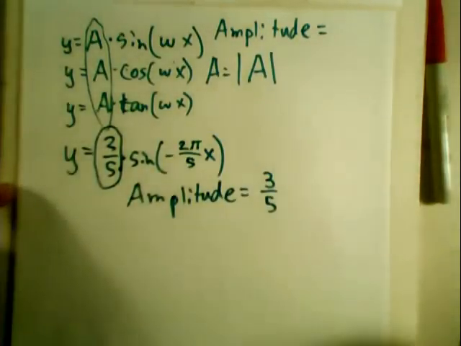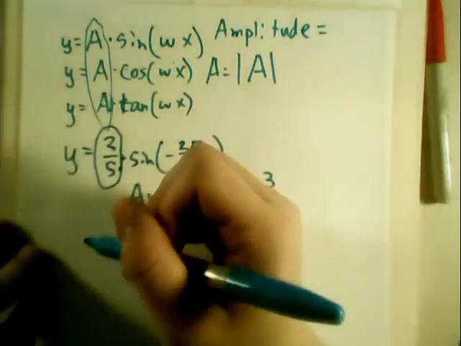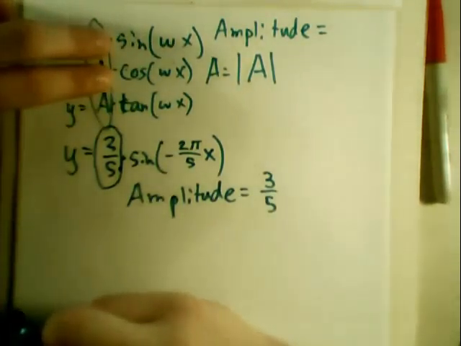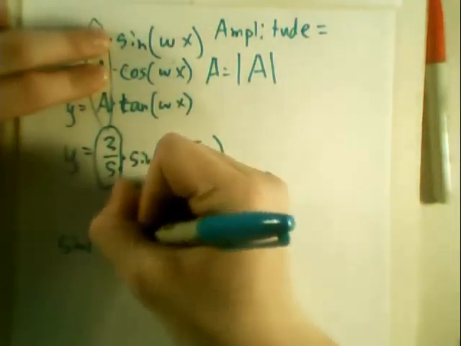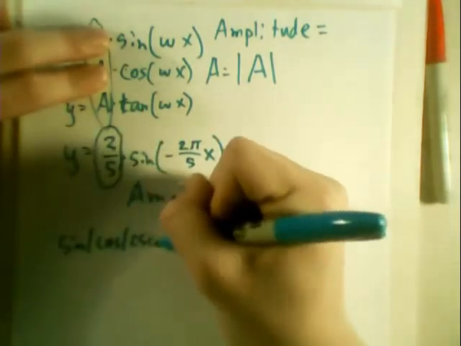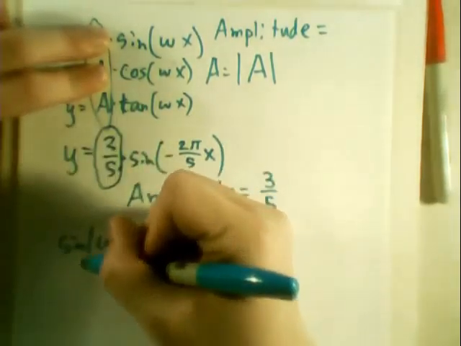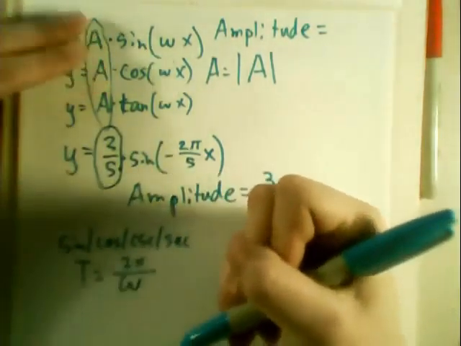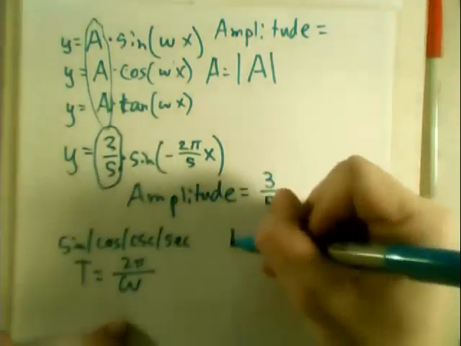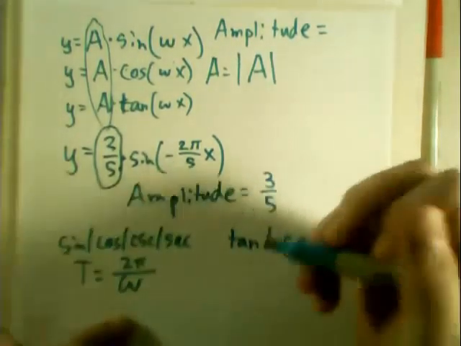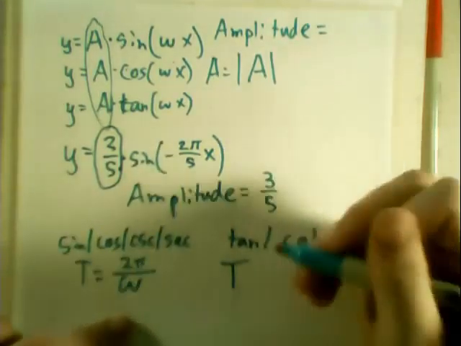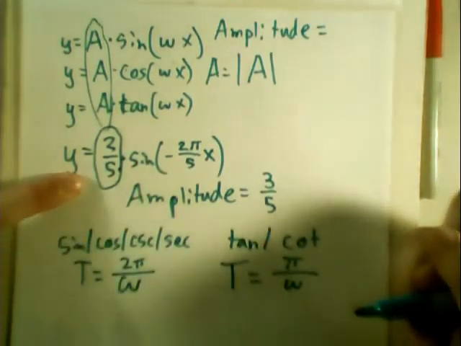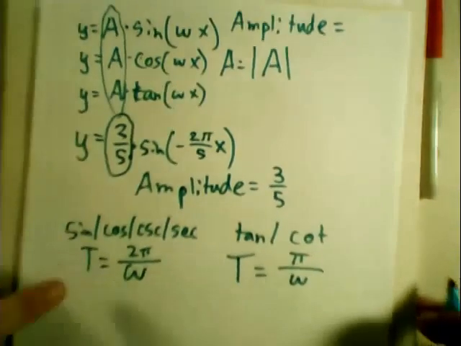Now to find my period, it depends on which of the trigonometric functions you have. If it's dealing with sine or cosine, use the equation T, which denotes your period, is equal to 2 pi over w. Or if it's tangent or cotangent, we use the equation T, which is your period, equals pi over w. So since in this problem we have sine, we're going to use this equation.